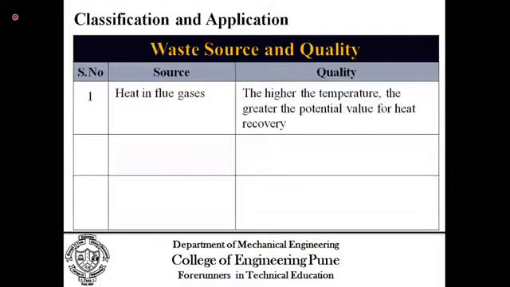If this is available at a higher temperature, definitely it has a higher potential. And it is what is done mostly in the thermal power plants. We have accessories installed in the thermal power plant. These accessories recover the heat from the exhaust gases. Whether it is a superheater, an air preheater, or an economizer, all these accessories are nothing but heat recovery equipment.